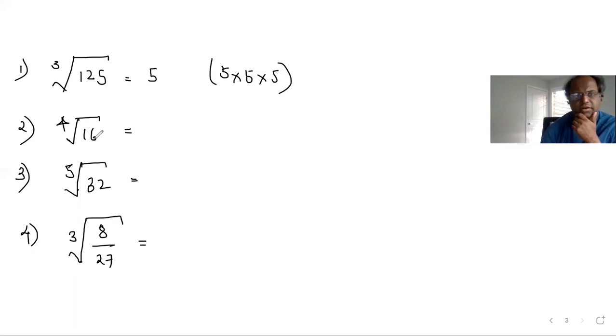Now here, try to find out the number that, when I take it to the fourth power, should give me 16. And obviously the choice is 2. Here, the fifth root of 32 is again 2.